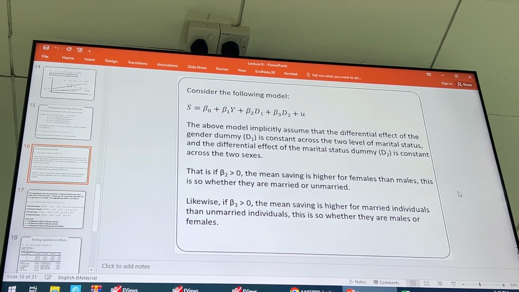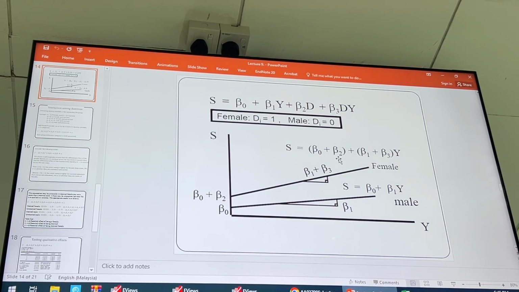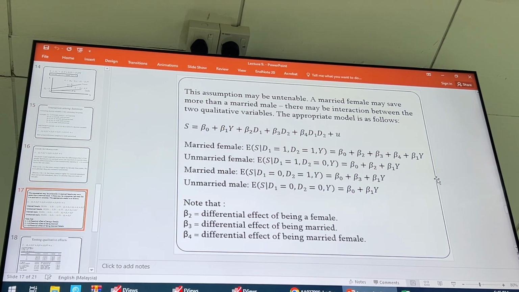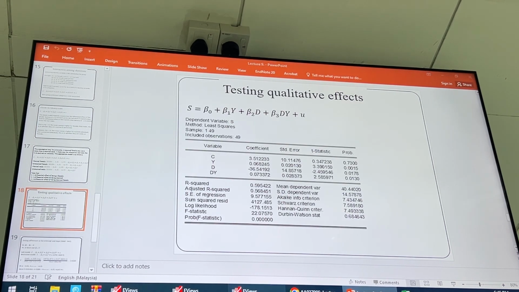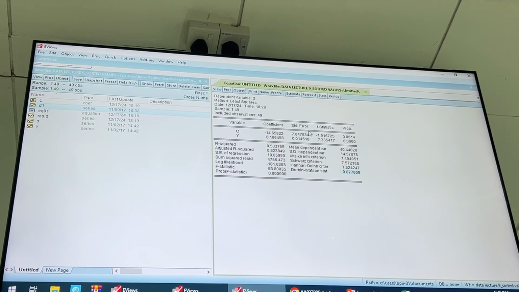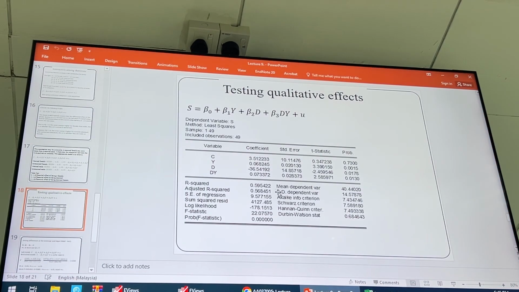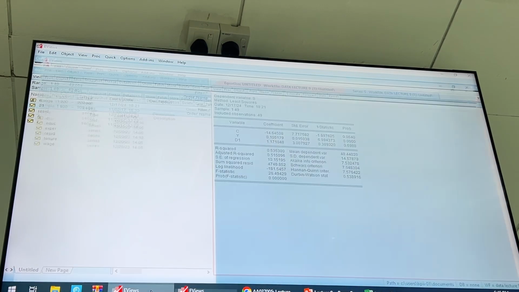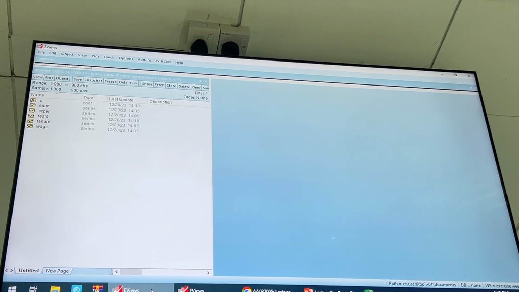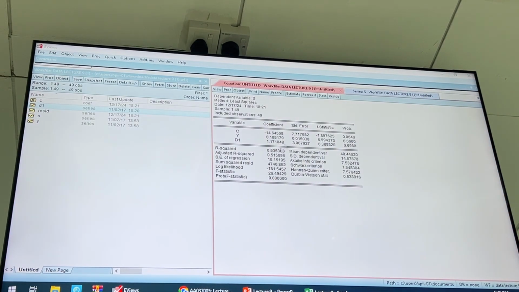So going back to the previous example, if we allow both intercept and slope to be different, then we use this model. We have the dummy variable and the interaction between the dummy and the independent variable. Then we estimate the model. So we go back to our model just now. We just use the first data set. The first example, we just allow the intercept to be different, so we just add that variable.